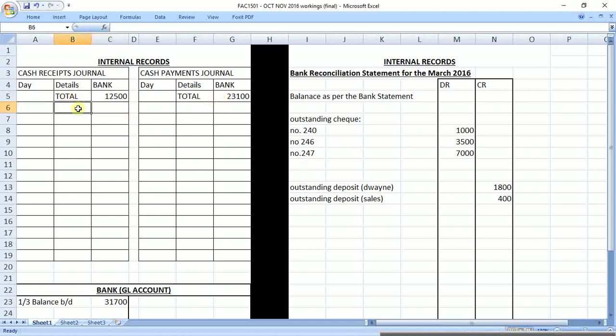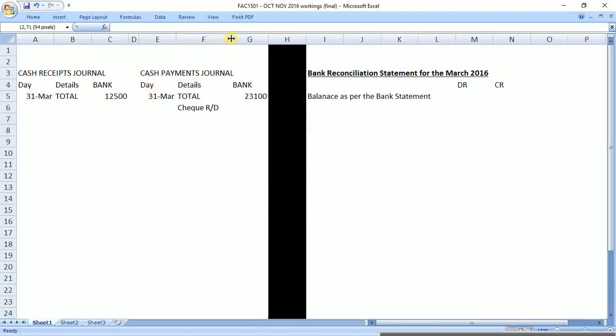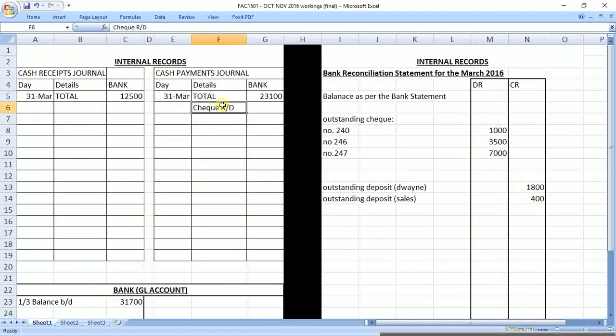You need to start with something. We just spoke about what? A dishonored check. Where do dishonored checks go? In the cash payments. Exactly. All of this takes place on the last day of the month, which is the 31st of March. Check RD, or you can write dishonored check, it doesn't really matter, as long as you've got something that refers to it. You can write the name if you want to. How much was it? 1,2. Right? Yes.